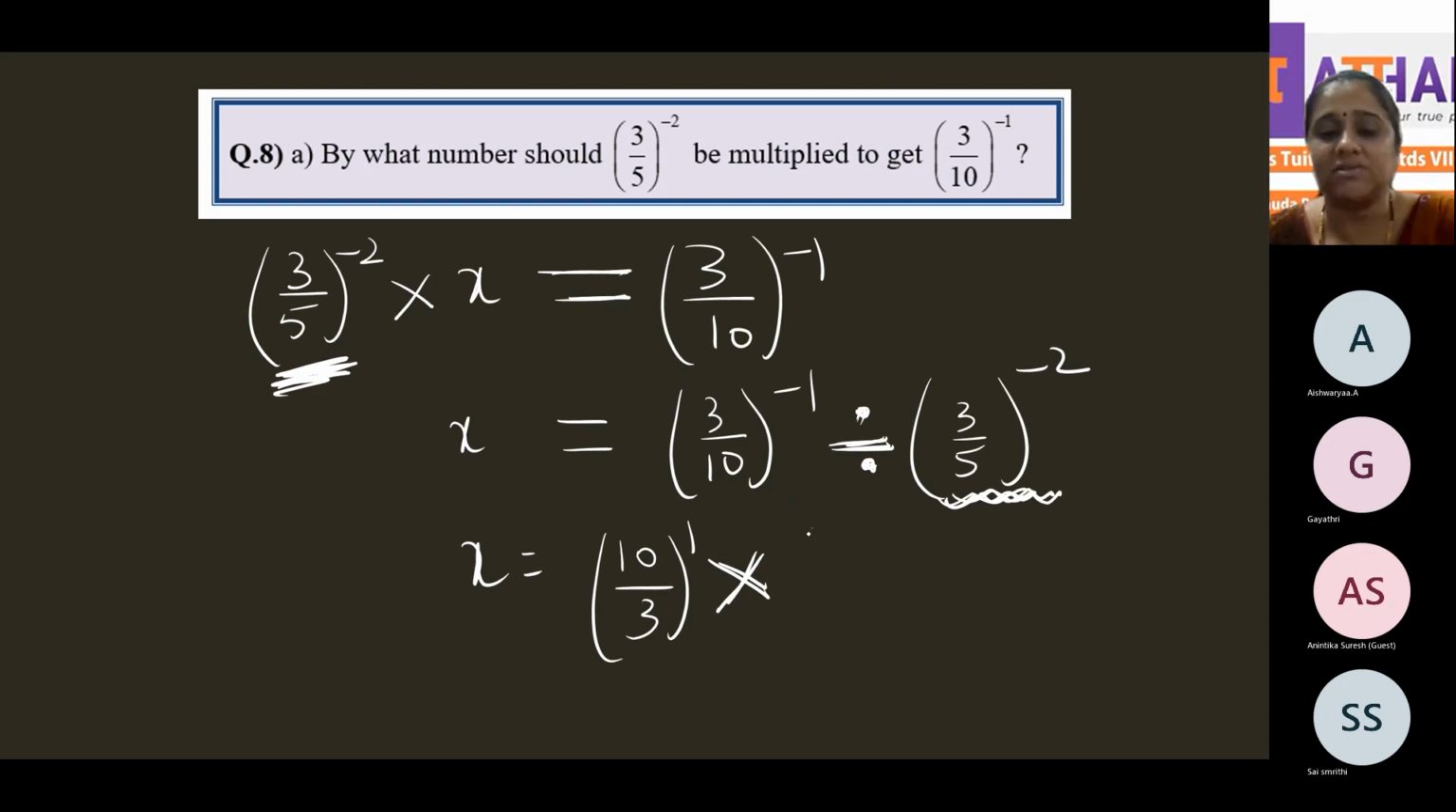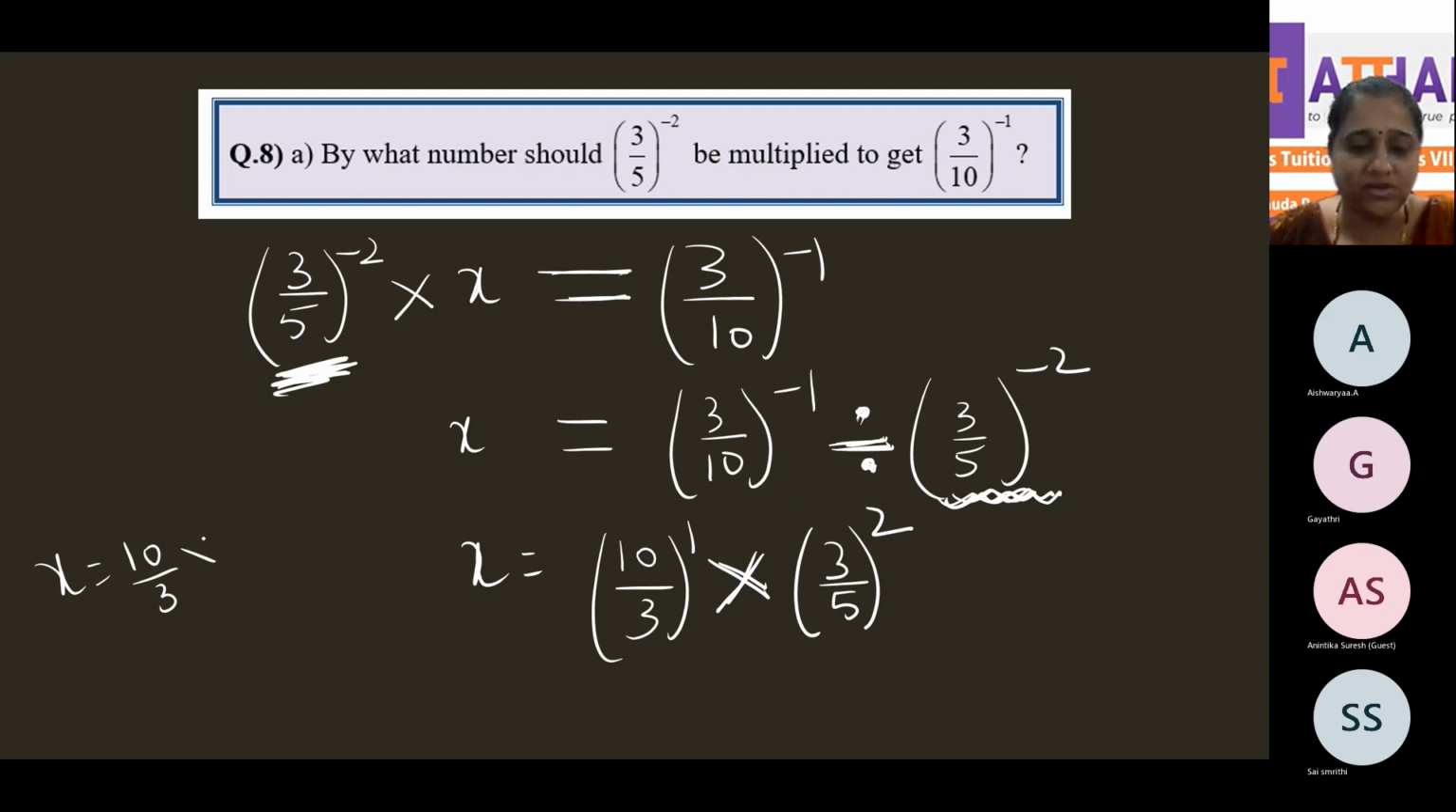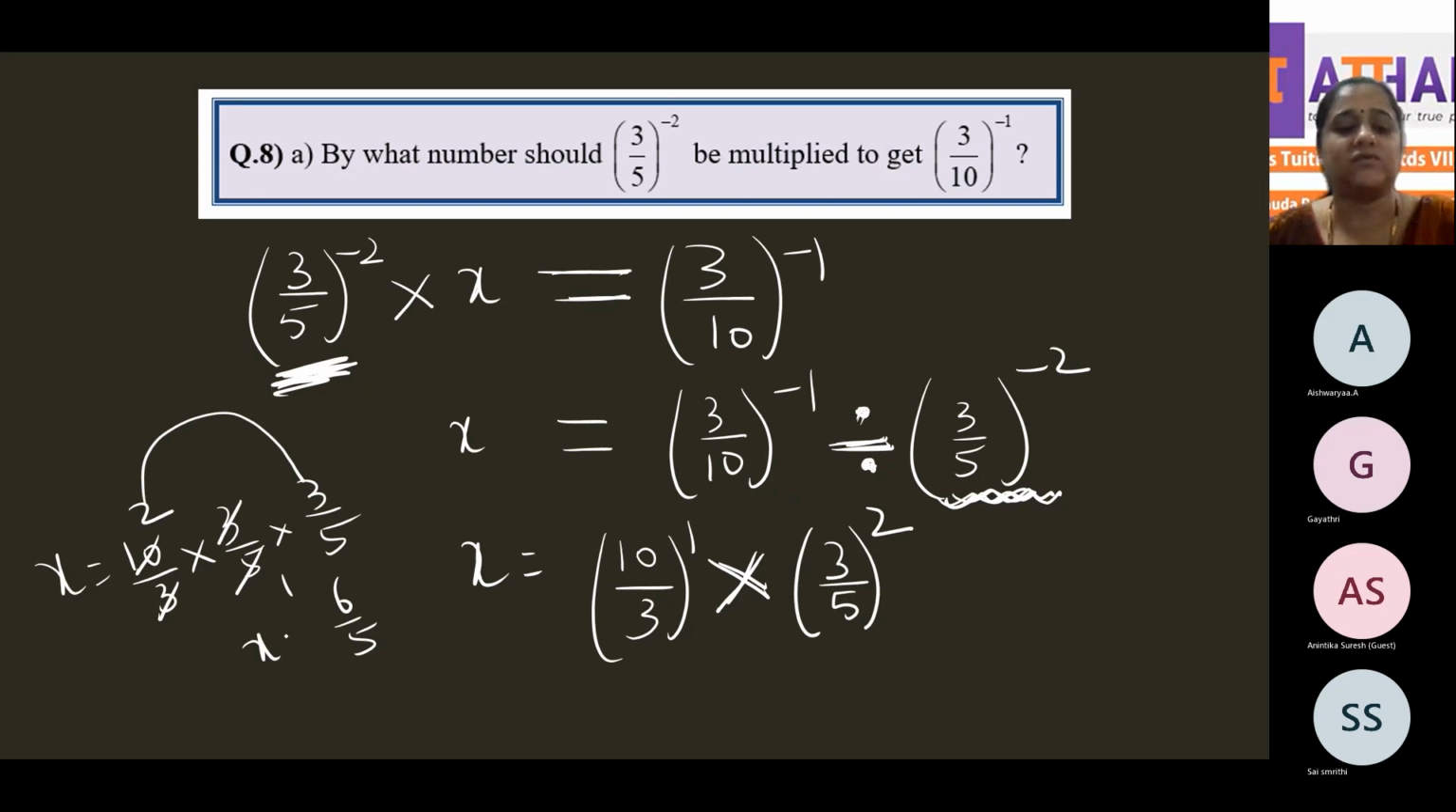The reciprocal of that is, you can write the base 3 by 5 as it is and write the negative of the power. So x is equal to 10 by 3 into 3 by 5 into 3 by 5. 3 by 5, the whole square, is nothing but 3 by 5 into 3 by 5. Now simplify. 3 and 3 get cancelled. 5 ones are 5, 5 twos are 10. So the required number is 6 by 5. X is equal to 6 by 5.